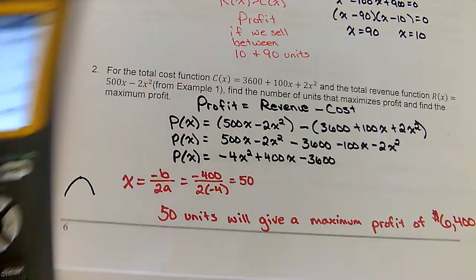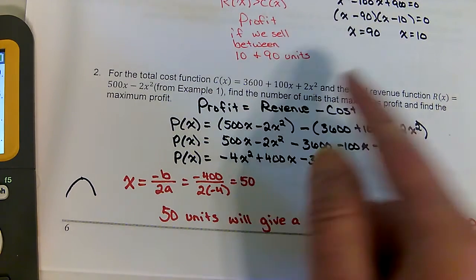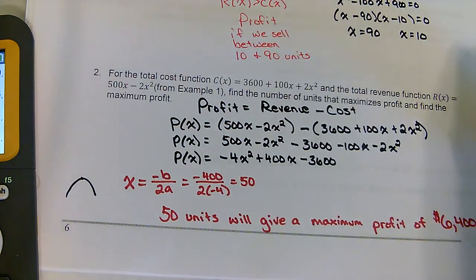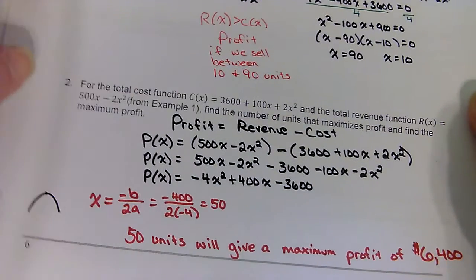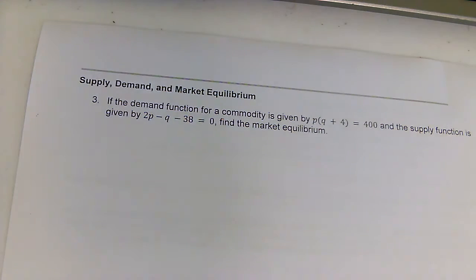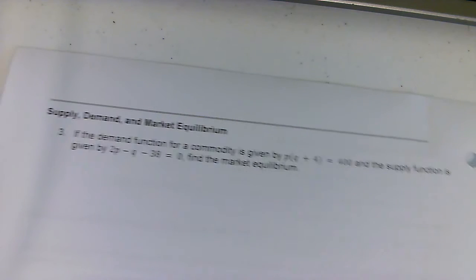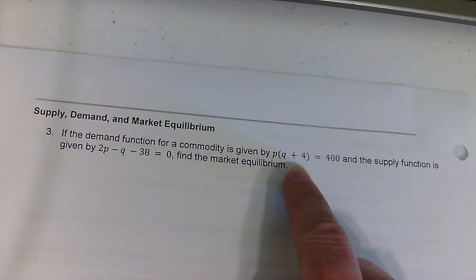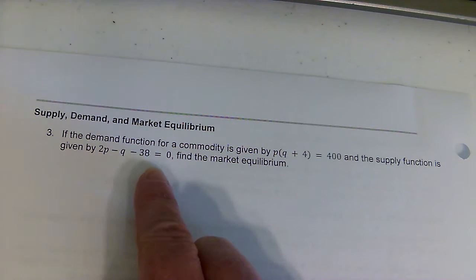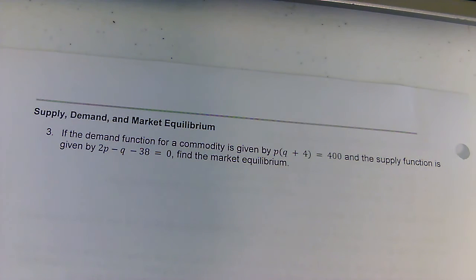Now I could plug that 50 back in to find out what my cost is for those and what my revenue is for those. Because all of that will be based off that same number of units. Now, in this next example, we have the demand function for a commodity given by this equation, and the supply function is given by this one, and we want to find the market equilibrium.